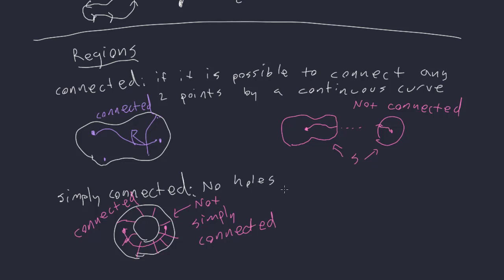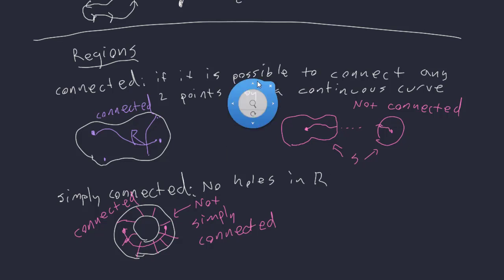Mathematically, rigorously, there's way more to it than that. I don't want to get deep into the woods here. Basically, there should be no holes in R. So no holes in our region. Now these guys you could say are simply connected because where they are connected there are no holes. However, they're not connected. So these individual pieces are simply connected, but the whole thing is not connected.